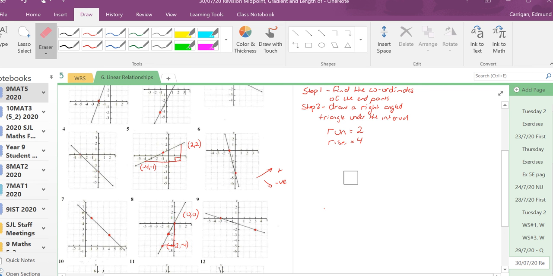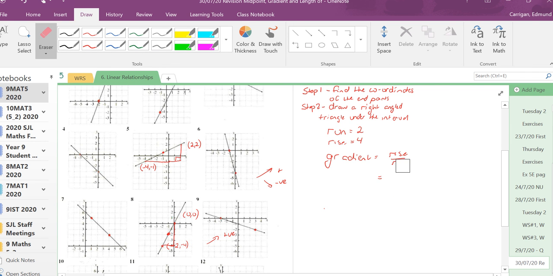So our next point is when we look at the gradient. We've got gradient equals rise over run. So our rise over our run is 4 on 2 equals 2. Checking out, we've got a positive gradient. So our answer is simply 2.